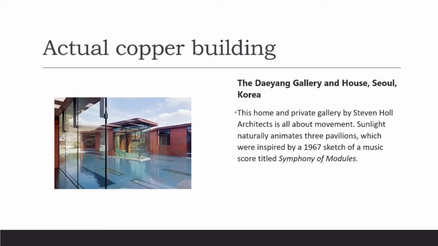Third, we have the Dayan Gallery and House in Seoul, Korea. This home and private gallery was made by architect Steven Holl. It was all about movement. Sunlight naturally illuminates 3 pavilions, which were inspired by a 1967 sketch for a music score titled Symphony of Models.